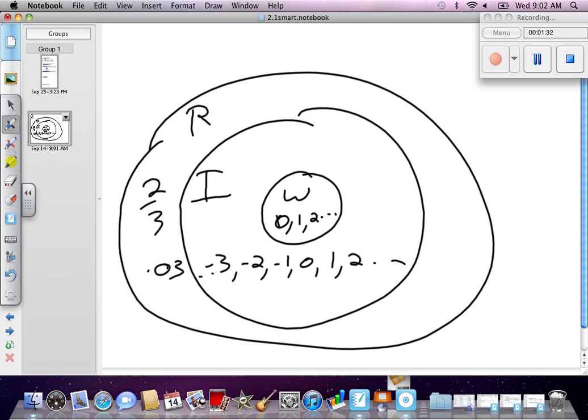Okay? So you go in to out. If you're a whole number, you also have to be an integer and a rational. If you're an integer, you're also a rational. And if you're a rational, you're just a rational.